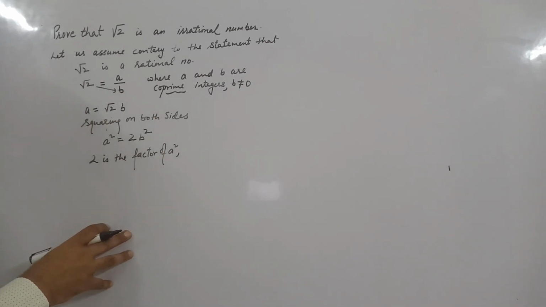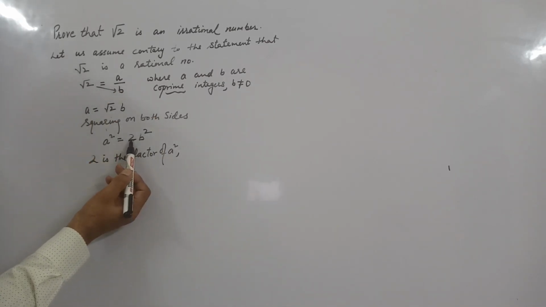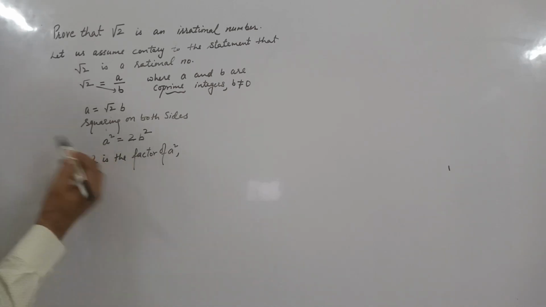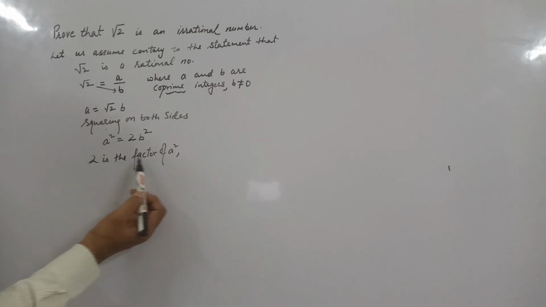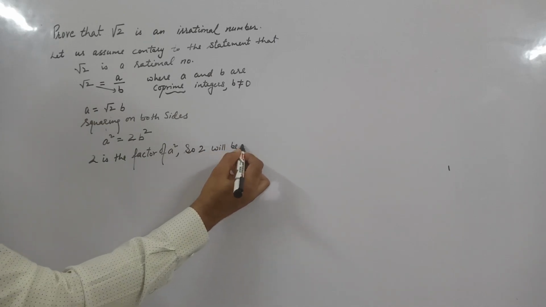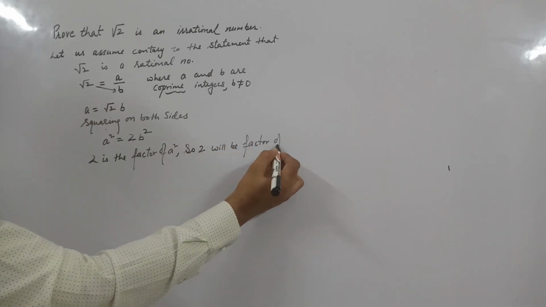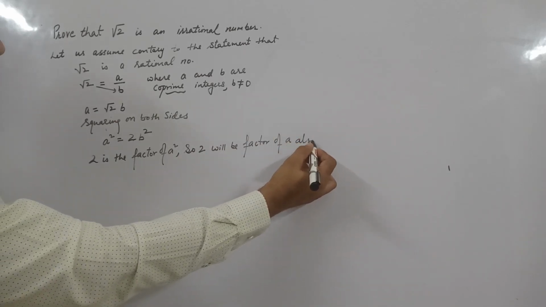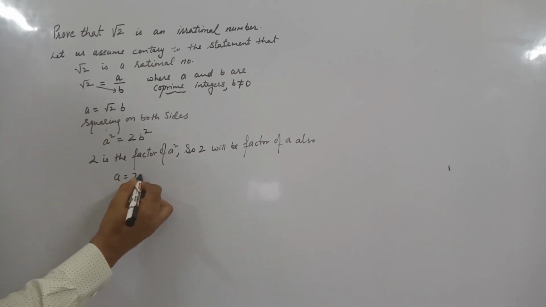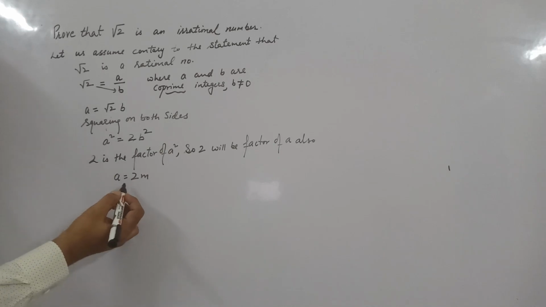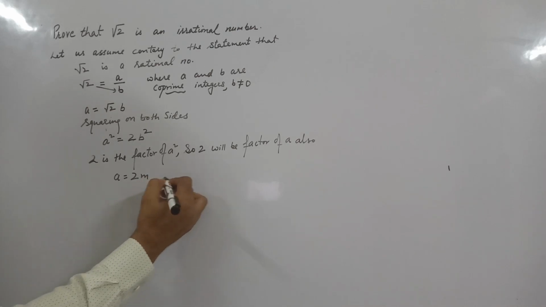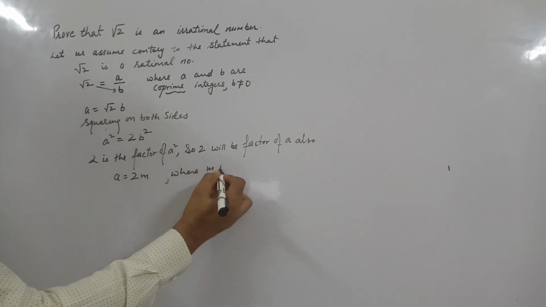We have read a theorem that if 2 is a prime number and 2 is a factor of a square, then 2 will be a factor of a also. So here we can write 2 is a factor of a square, so 2 will be a factor of a also. If 2 is a factor of a, then we can write a as 2m, because a must be a multiple of 2, where m is some integer.